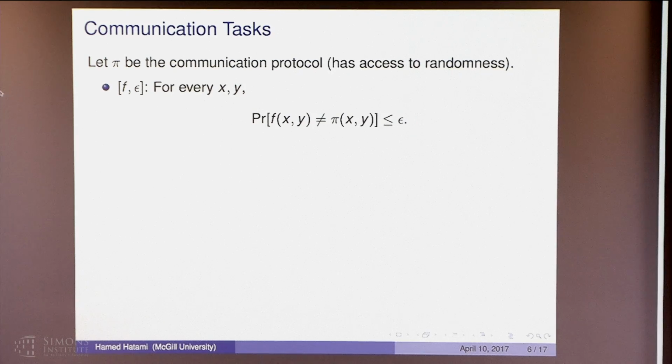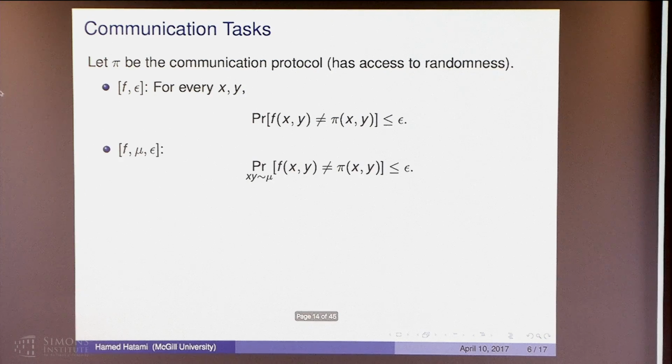what they want to achieve is that for every x and y, every single possibility of x and y, the probability that something goes wrong is at most epsilon. So this is independent of the distribution of x and y. Every single x and y that you pick, you want to achieve this. The randomness in this probability is really coming from the randomness in the protocol, the coins that Alice and Bob are tossing, not from the input. The input is for every x and y.